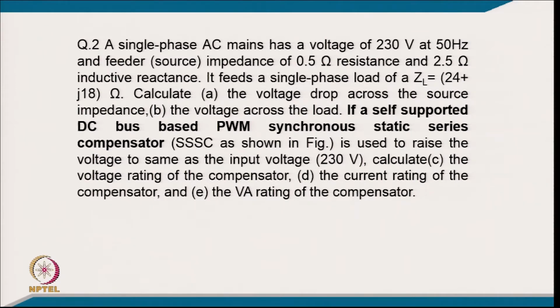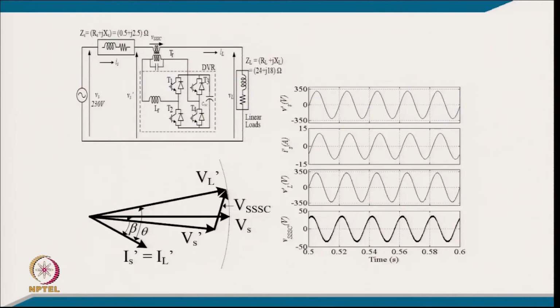If a self supported DC bus based PWM synchronous static compensator is used to raise the voltage to the same as the input voltage, calculate the voltage rating of the compensator, current rating of the compensator and VA rating of the compensator. So, typically we have a source impedance, and we are injecting the voltage in series with the line, so that the load voltage is the same as the voltage on the supply side.